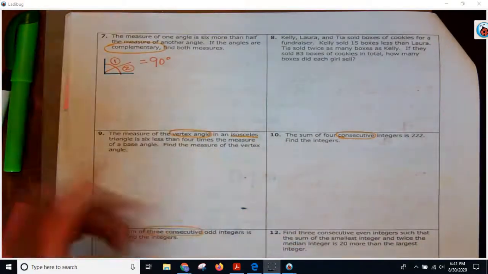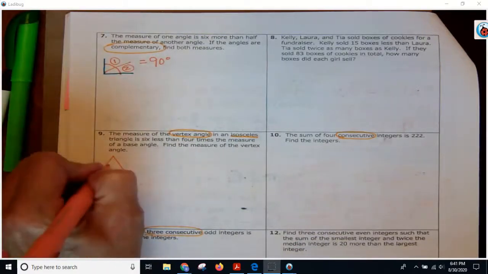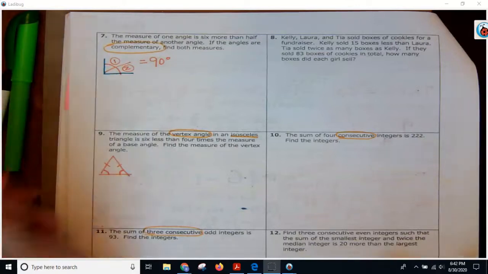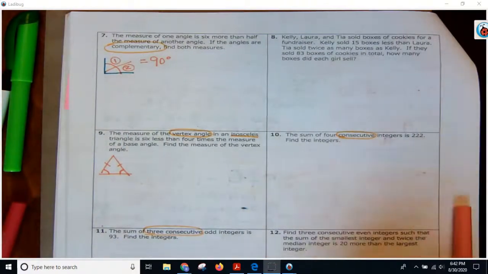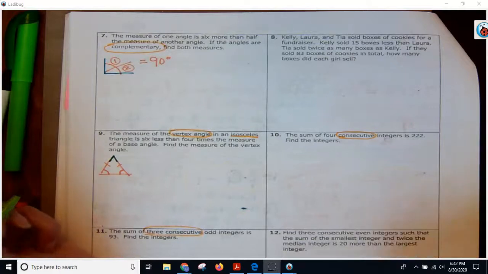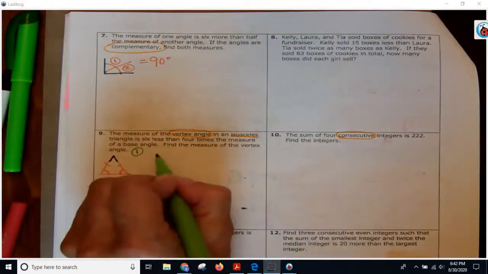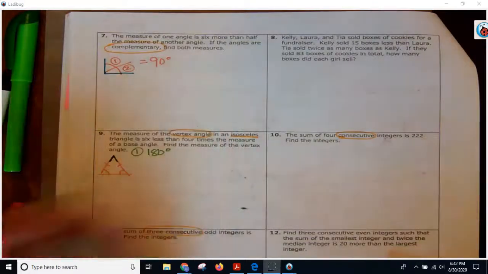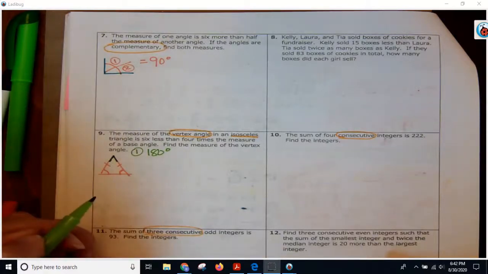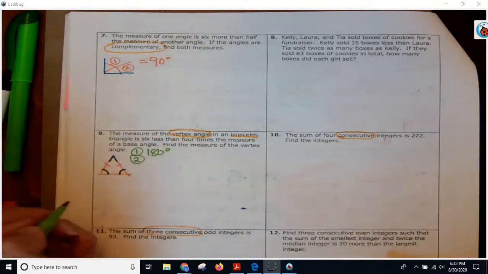The measure of a vertex angle of an isosceles triangle. So, an isosceles triangle is so awesome. These two sides are the same, which means these two angles are also the same. And it's asking you to find the vertex angle. This right here is your vertex angle, okay? So there's two things you need to understand. Number 1, the measure of a triangle is always 180 degrees. All right? So all 3 of these angles should equal 180 degrees. And 2, these 2 base angles will be the same.